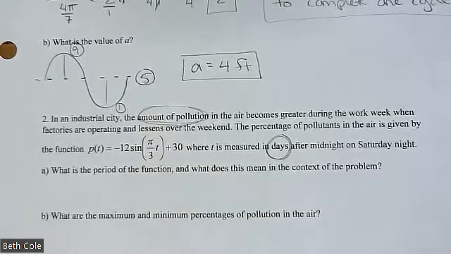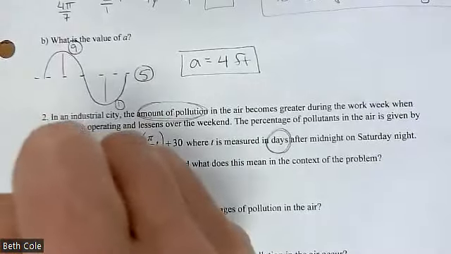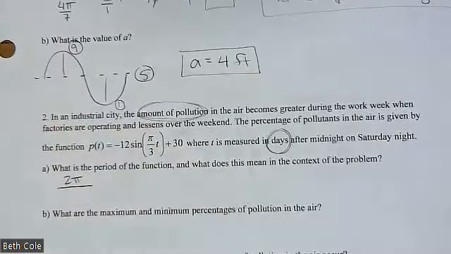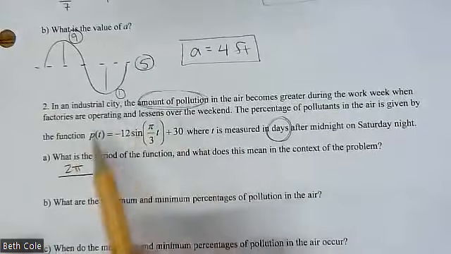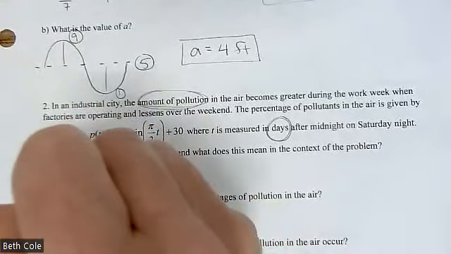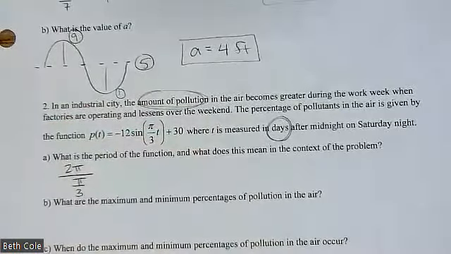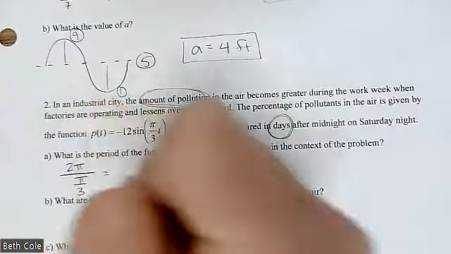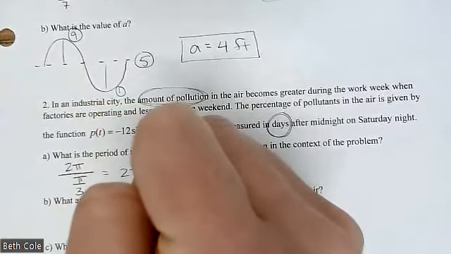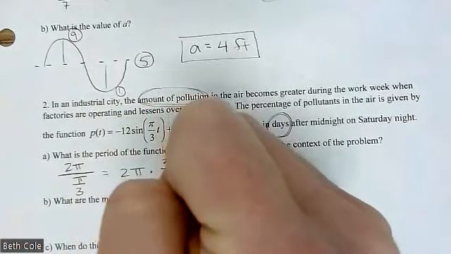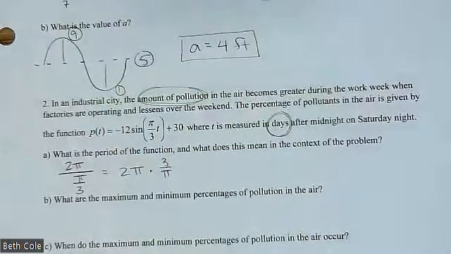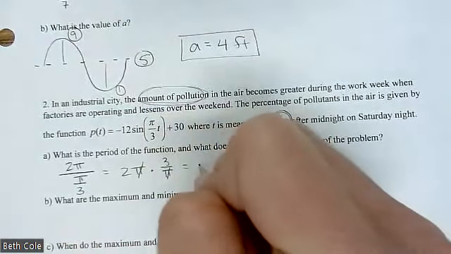All right, so letter A, what's the period of the function? Well, it would be 2 pi over what? This is a mess of an equation. Which piece of it? 5 or 3, good. Good, reciprocate. So it would be 2 pi times 3 over pi, 3 pi's. The pi's will cancel, so it's 6.